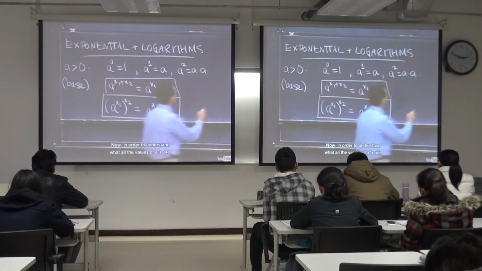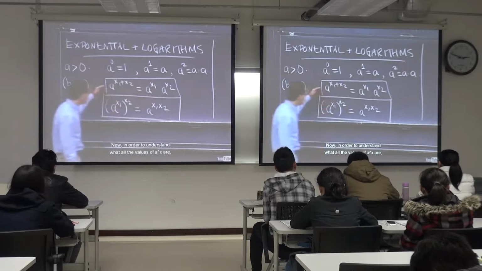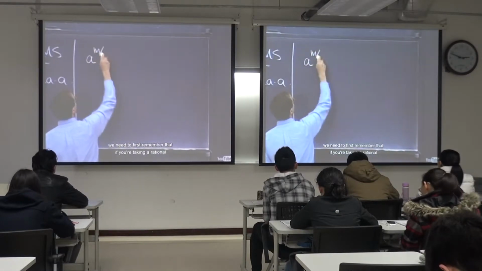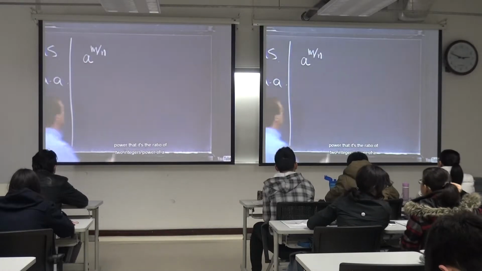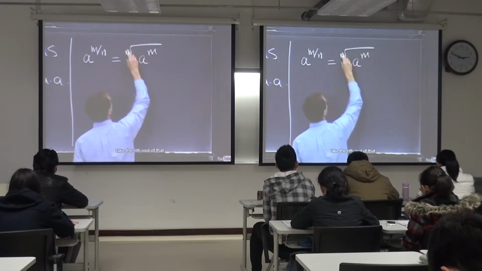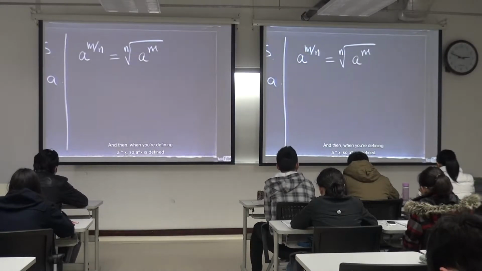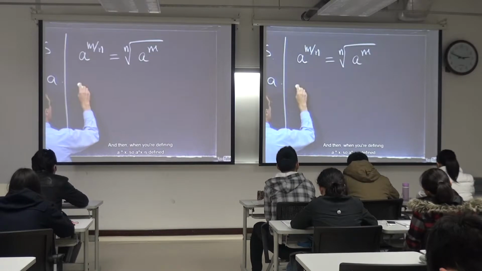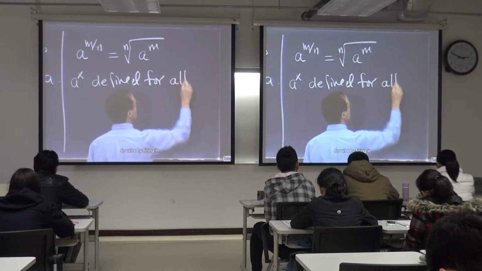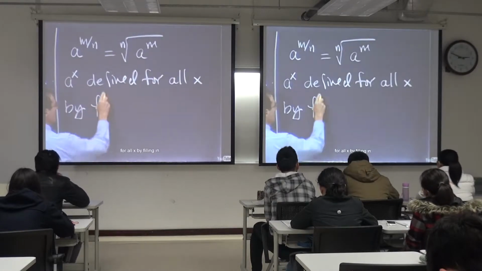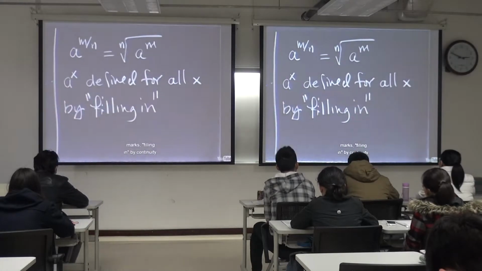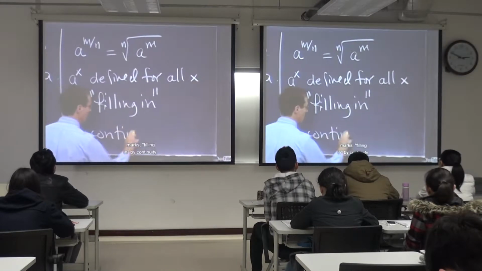Now, in order to understand what all the values of a to the x are, we need to first remember that if you're taking a rational power, that is the ratio of the power of a, that's going to be a to the m, and then we're going to have to take the nth root of that. So that's a definition. And then when you're defining a to the x, so a to the x is defined for all x by, I'm going to use that expression in quotation marks, filling in by continuity.